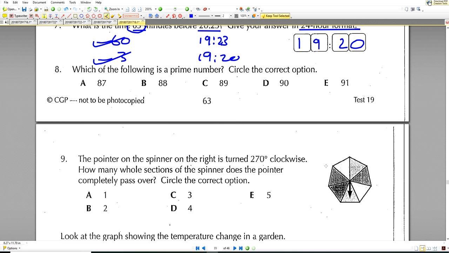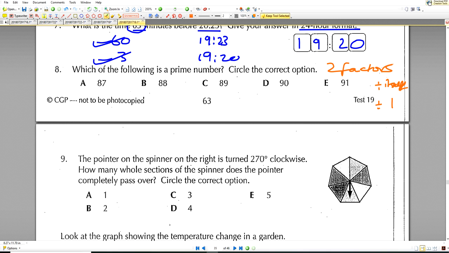Question number 8. Which of the following is a prime number? Circle the correct option. A prime number only has 2 factors. It only divides by itself and 1. Right, so let's have a look.